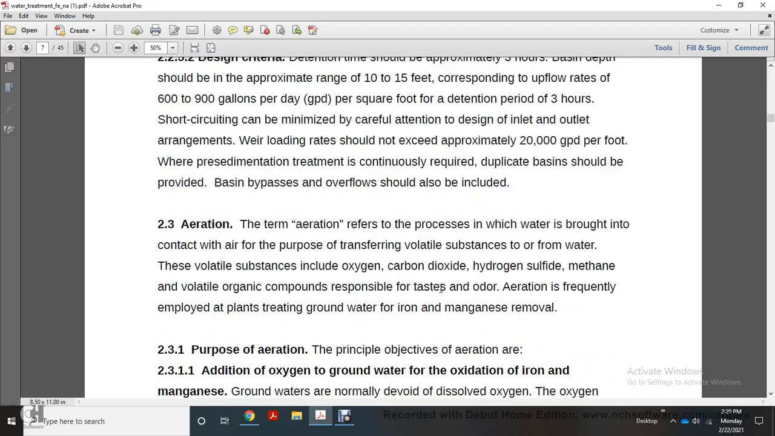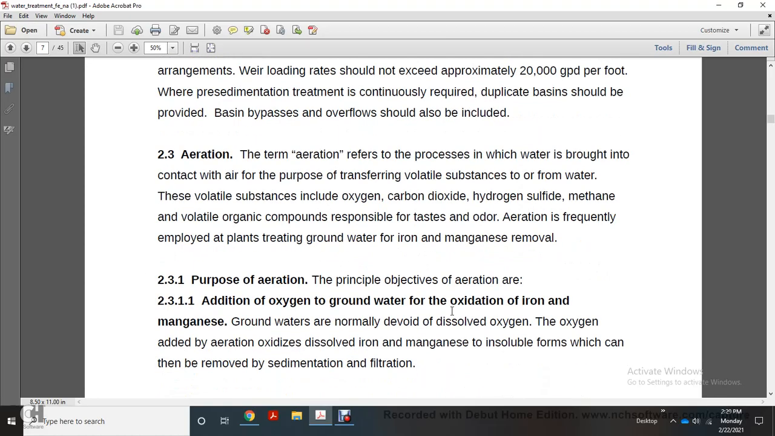Aeration. The term aeration refers to the process in which water is brought into contact with air for the purpose of transferring volatile substances to and from the water. These volatile substances include oxygen, carbon dioxide, hydrogen sulfide, methane, and volatile organic compounds responsible for taste and odor. Aeration is frequently employed in plants treating groundwater for iron and manganese removal.